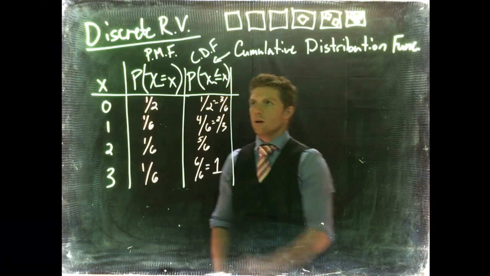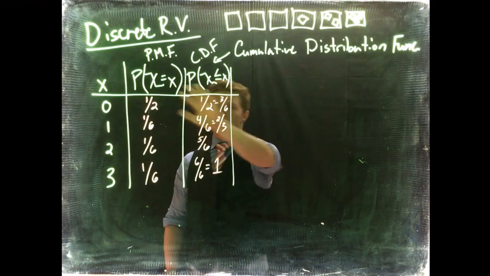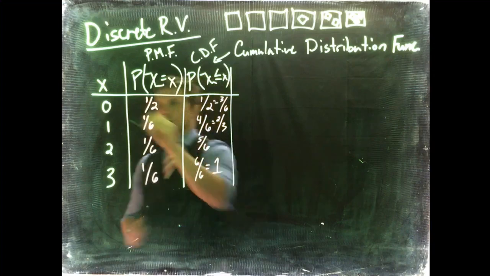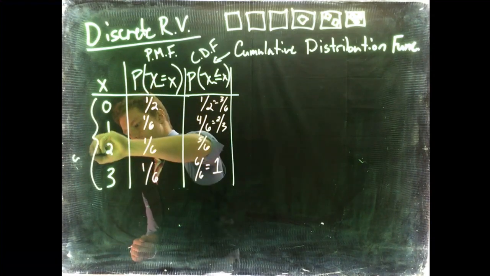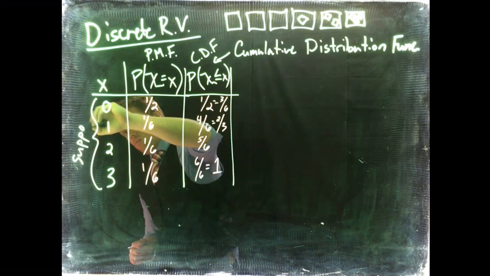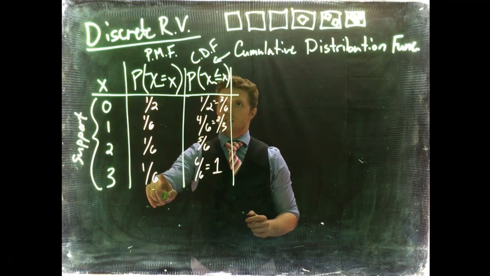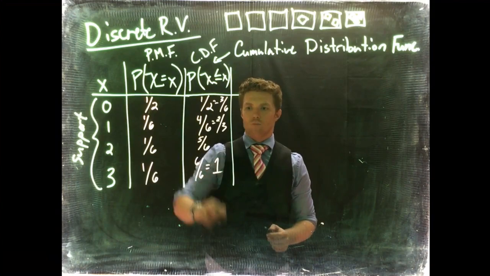So this is our discrete random variable. This is our kind of table of our support. Let me write that down again. This is our support. This is our probability mass function. This is our cumulative distribution function.